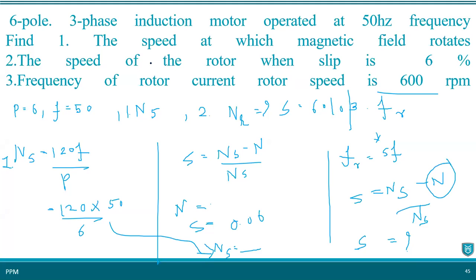I want the answer of slip, and I want the answer of the FR. Data is already on your screen. Just need to put the values and come to the conclusion.